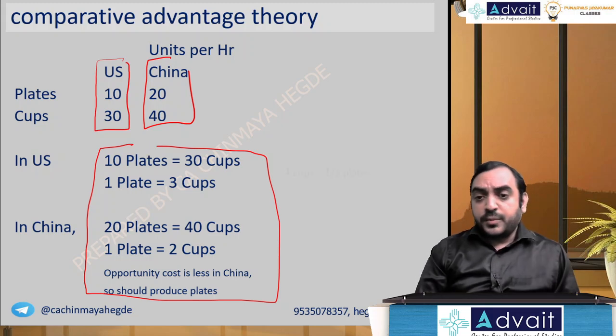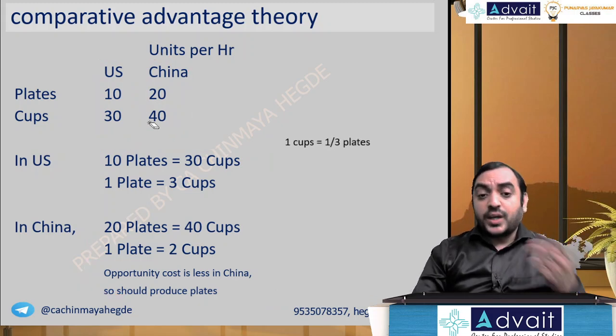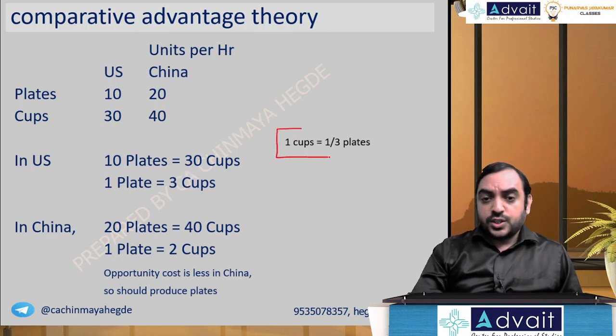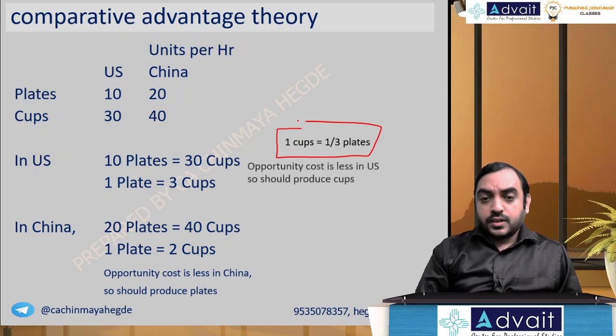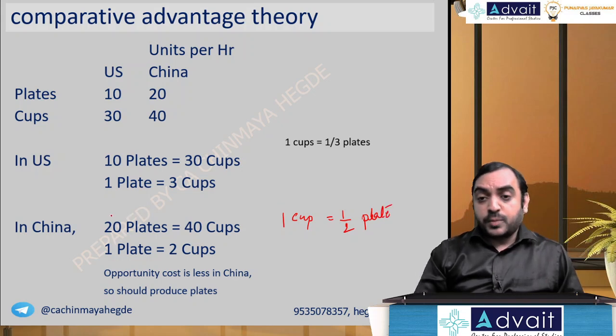Okay. Now let me do the cups part. So if 10 plates is 30 cups, what is 1 cup equals? The 30 will go to the left side, 10 by 30 or 1 by 3. So 1 cup is 1 by 3 plate. And what about here? 1 cup is 1 by 2 plate, right? You understand? The 40 goes to left side. So here 1/3, here 1 by 2.